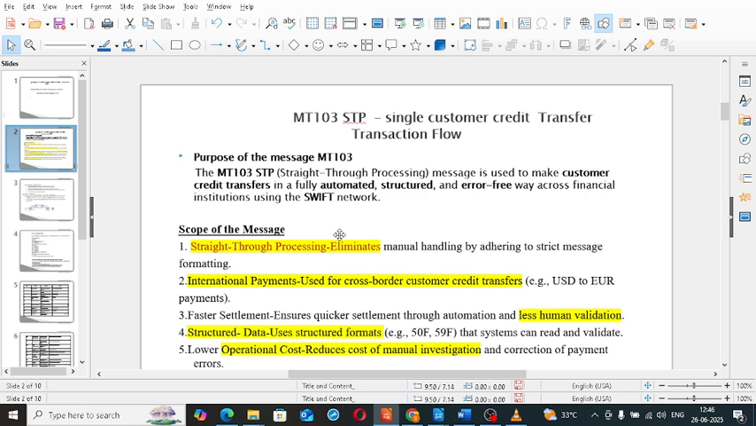Another huge benefit of this message is reduced operation cost, because the message flows from start to end automatically without any manual intervention. So it never goes to any kind of manual queue, where an operations user investigates the manual transaction and pushes it manually. These problems do not occur in the MT103 STP process because manual intervention is reduced, so the bank gets more benefit compared with MT103, because it's a straight through process.